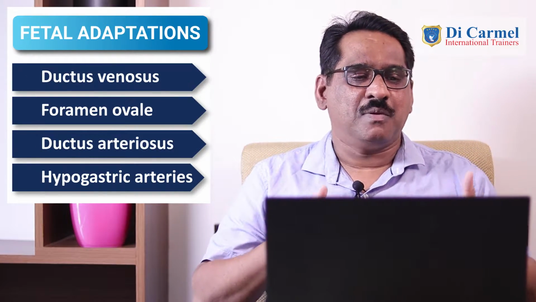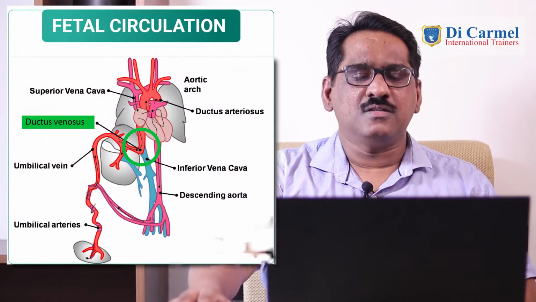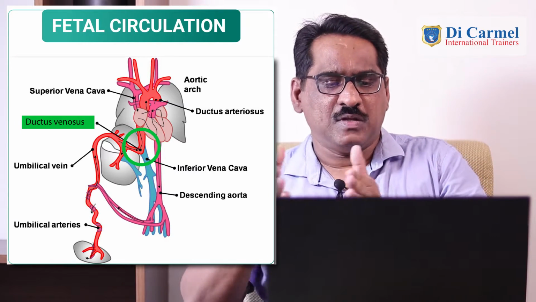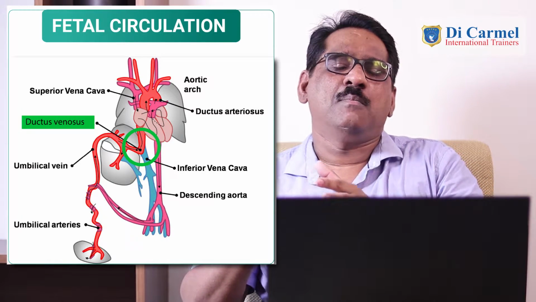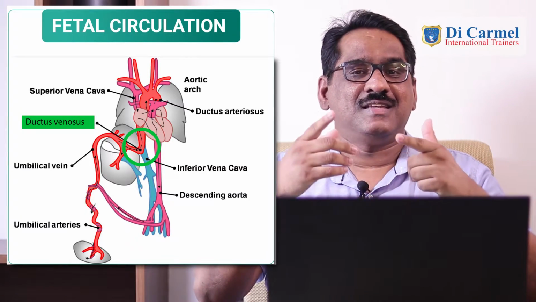And in order to match with this unique situation of the fetal lungs, that's where all these adaptations are in place. And let's look into these adaptations a little bit one by one. The first adaptation, as you can see, is called a ductus venosus. So what is ductus venosus? As you can see, it's a connection between the umbilical vein and the inferior vena cava. So it's a connection of two veins. So that's a ductus venosus.